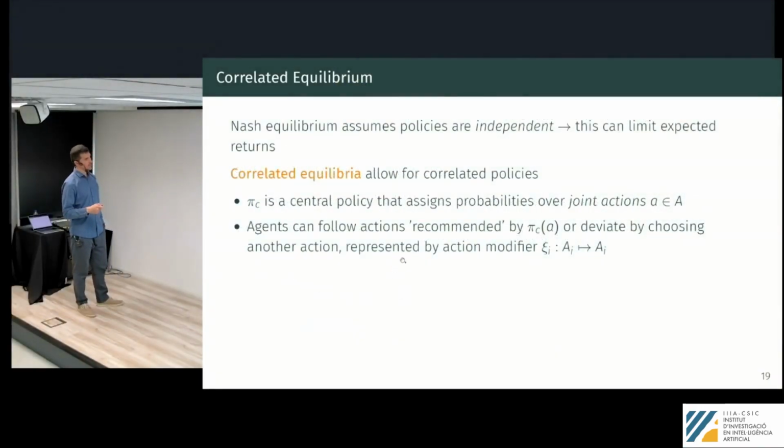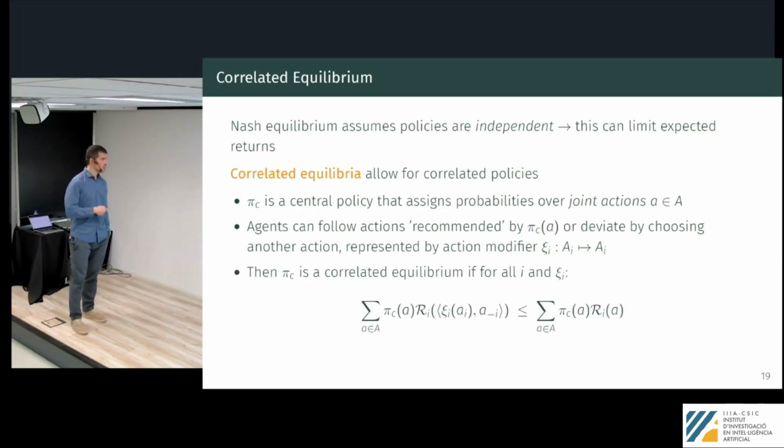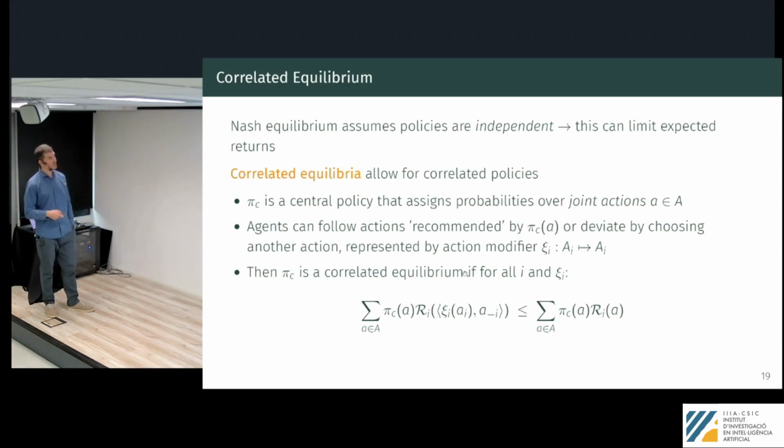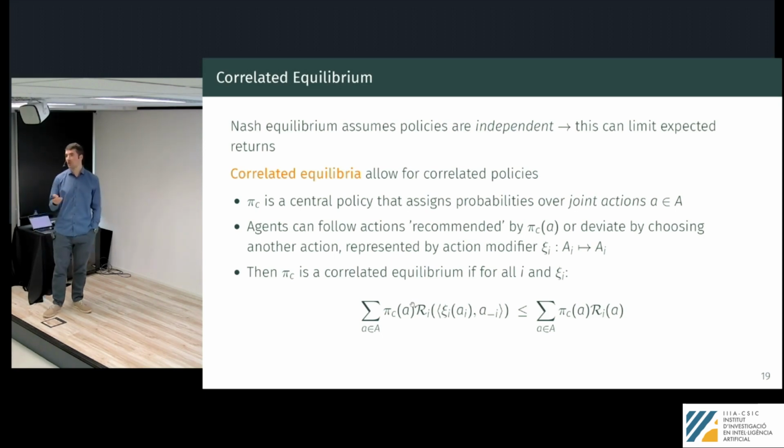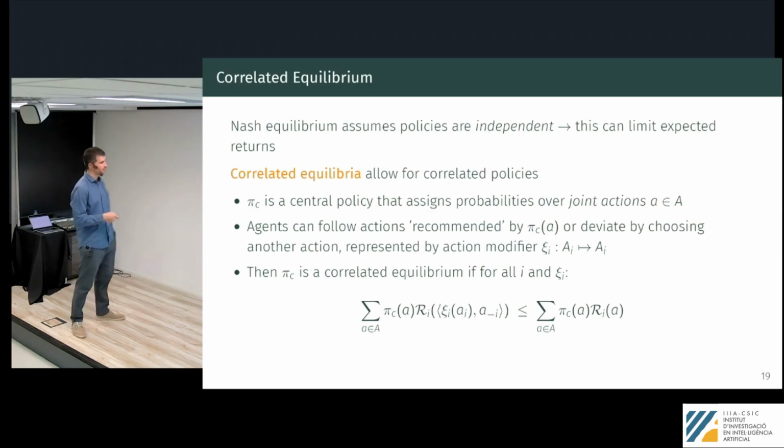So agents can then follow this recommended action that they were given by the centralized policy, or they can deviate by choosing another action. Let's say there's an action modifier: if you give me action A, I take action B, for example, if I want to change certain things. We say that this centralized policy pi c is a correlated equilibrium if for all agents it's the case that they, in expectation, have no incentive to deviate from their recommended actions from the centralized policy.